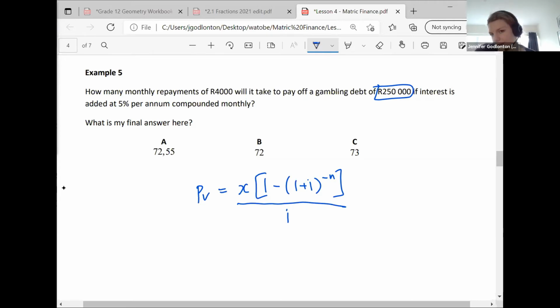Think about what your X value is. Think about what your present value is. Think about what your i is. And then just be careful with that manipulation of the formula. And let's see if we can find n. Oh, we already have an answer. Nice. I'm not going to tell you if you're right or wrong yet, though. I'm just going to let you sit with it.